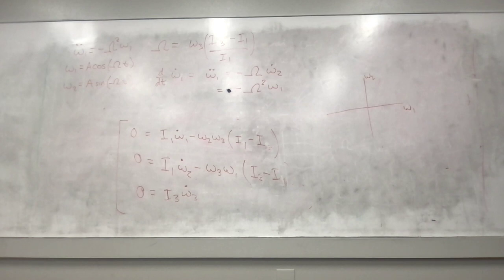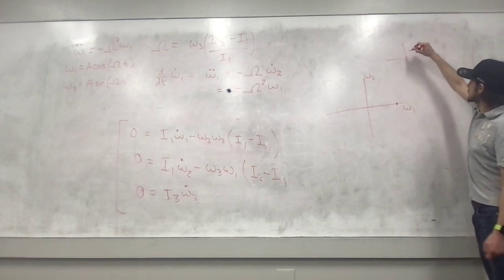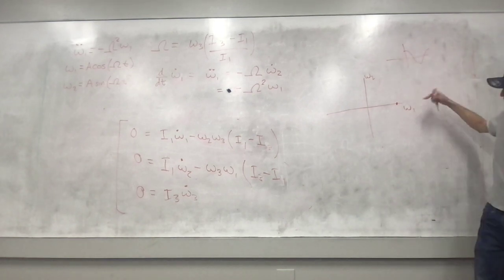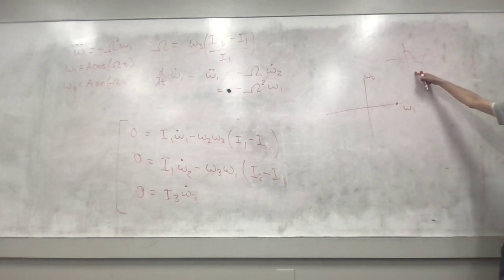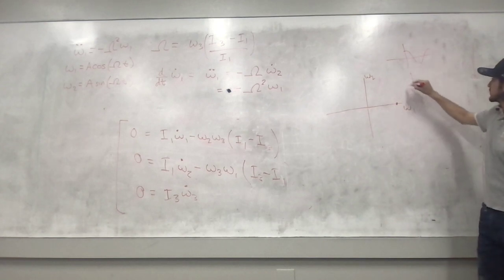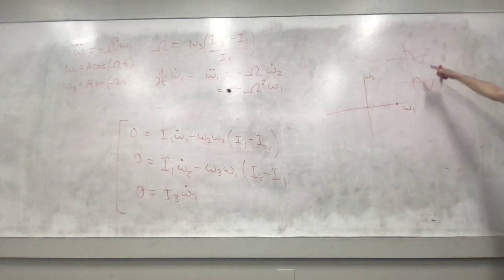Omega 1 starts from where? So let's start at t equals 0. So omega 1 is going to be 1, and omega 2 is going to be 0. So you start here. And your cosine function looks like this. So it's going to decrease, and it's going to go into the negative. Right? So it's going to do this. And while omega 1 is doing that, omega 2 is doing the sine function, which looks like that. So it's going to go up and then down.